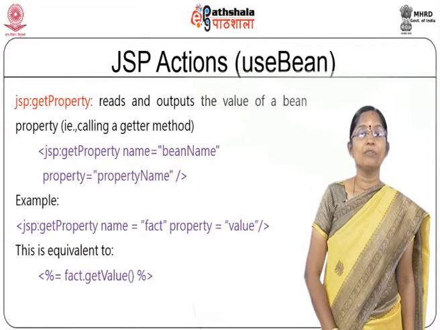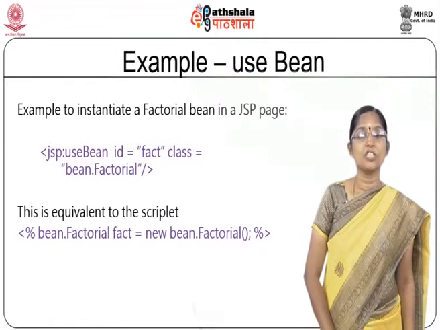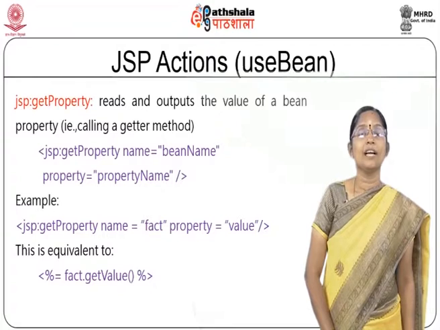Next, along with the useBean tag which instantiates an object for the class, we can have two more tags which are used for reading and writing the value for the object. They are called setProperty and getProperty. getProperty reads and outputs the value of the bean property. You can use jsp:getProperty where name is equal to the name of the bean and property is equal to the name of the property.